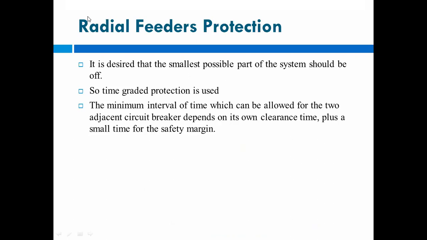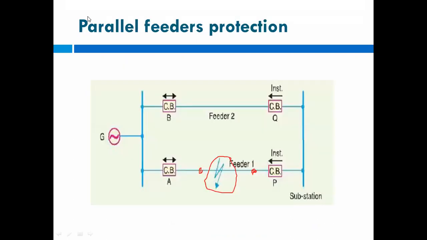So this is the radial feeders protection. Then next is the parallel feeders protection. In this protection we are simply using two parallel lines. There is a single generating station, but we are using two parallel lines. Suppose this is your load, the substation is your load, it is supplying power to the load, right?